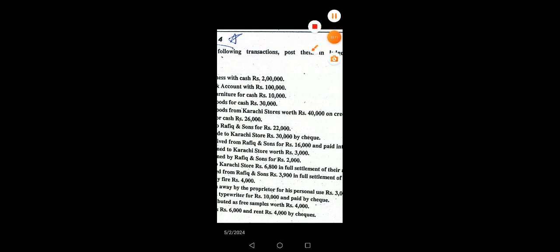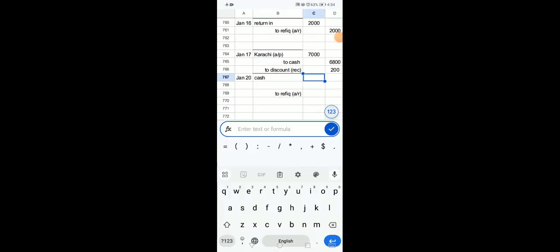Now let's see how much amount you are receiving from Rafiq. Here it is clearly mentioned that cash which you are receiving is 3,900. So put 3,900 in front of cash.